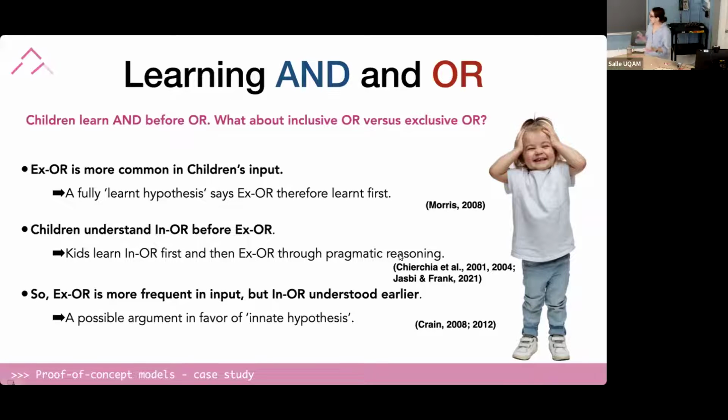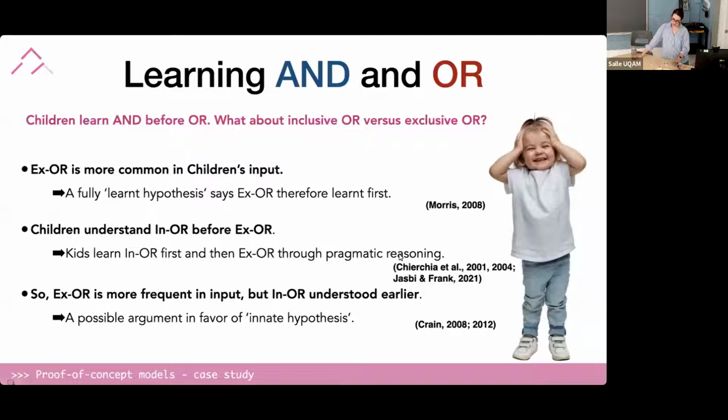Now, given that we have this contradiction where exclusive or is more frequent in the input, but inclusive or seems to be understood earlier, some have argued that this is an argument in favor of an innate hypothesis, that we somehow have an innate understanding of inclusive or, of basic logical connectives. Okay.